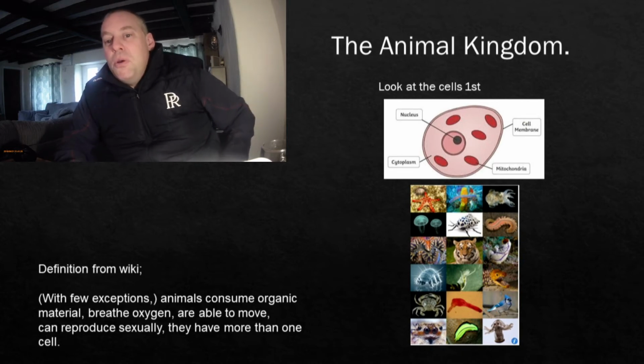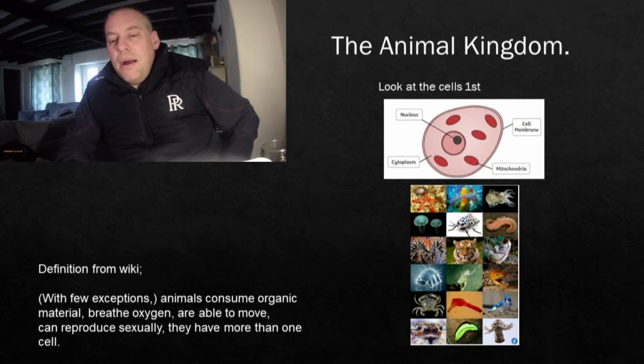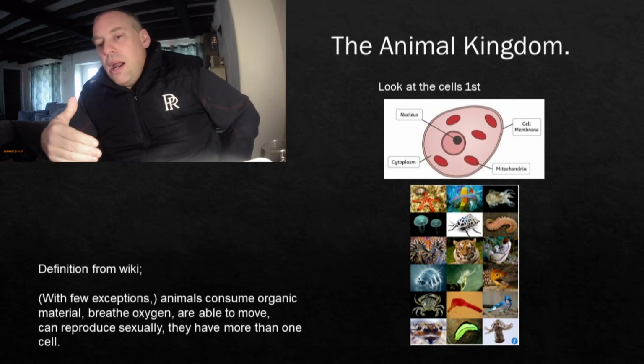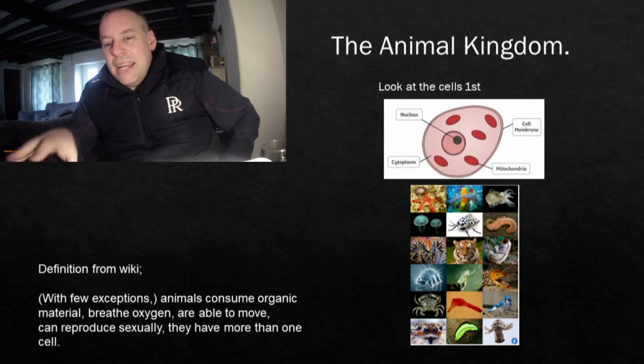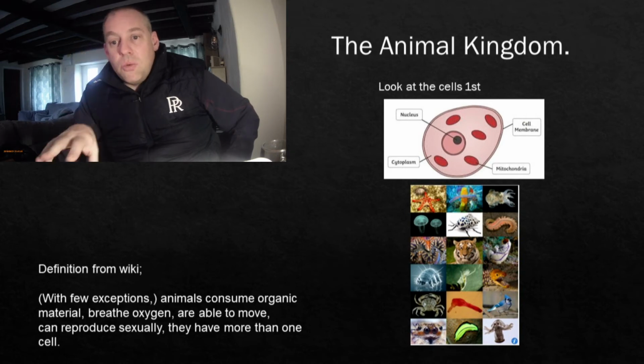We're able to move. We can only reproduce sexually, and that will mean something as you go through school, the difference between sexually and asexually. Basically, you need two parents in order to produce an offspring. Some living organisms can just reproduce on their own, and that's called asexually. But for animals, you need two different parents in order to produce offspring.